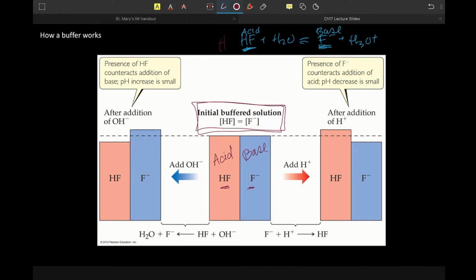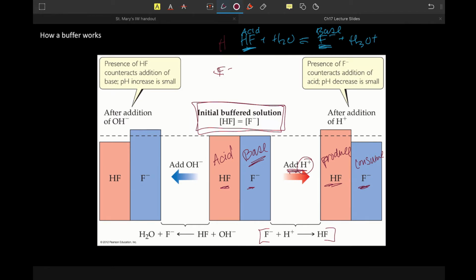So if we were to add some acid to the solution, and we're talking adding a strong acid, then that acid is going to react with the base. So we will have consumed some of this and produced some of this, and we could write a reaction for that. So F minus plus H plus gives us some HF, which means we consume some of this and produce some of this, and that's how it neutralizes H plus. But you'll see that the ratio of HF to F minus doesn't change significantly.